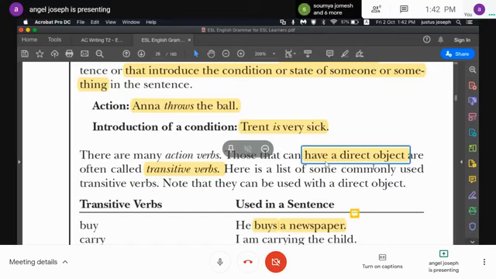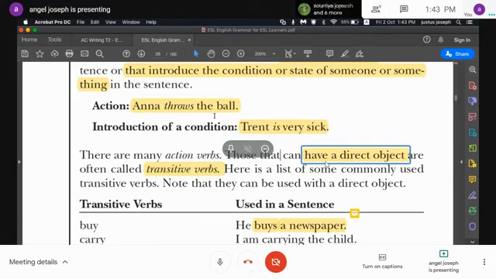Action which receives from the subject. Something or somebody who receives the action from the subject. Okay. So what's the object in this sentence? Anna throws the ball. A ball. Ball, right? Anna is the subject, Anna is the doer. The doer is called the subject. Throws is the verb, and the direct object here is, what did Anna throw? She threw a ball. So the ball becomes the object.